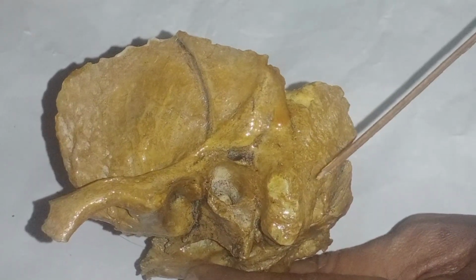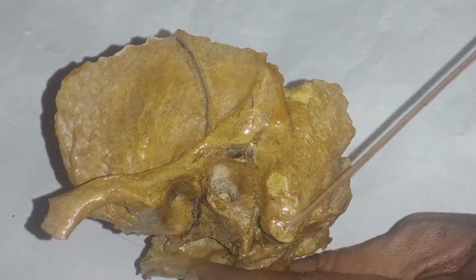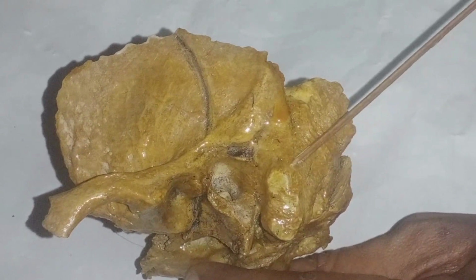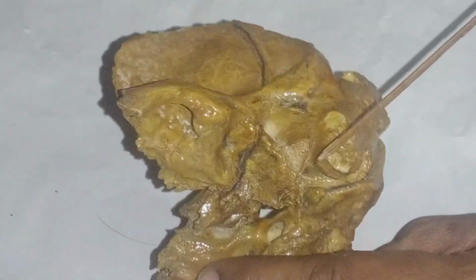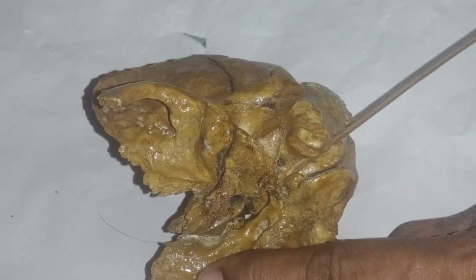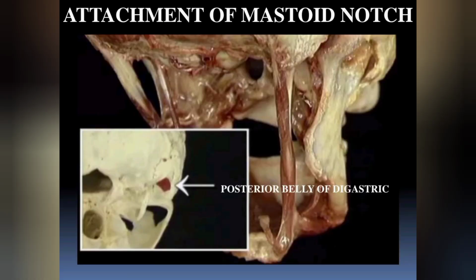Mastoid part has a process called the mastoid process. The mastoid process internally has mastoid air cells. On the medial aspect of the mastoid process, there is a notch called the mastoid notch. Mastoid notch gives origin to the posterior belly of digastric muscle.